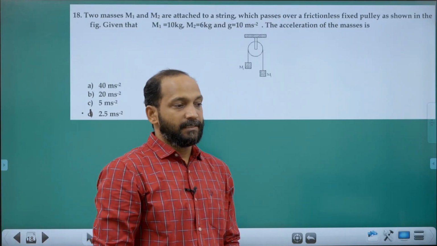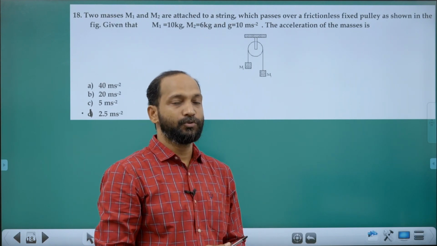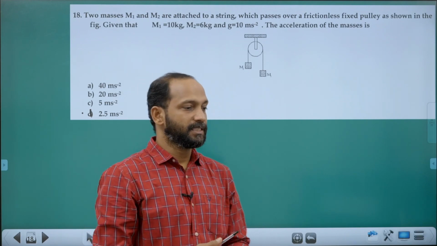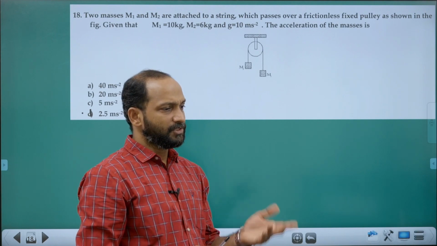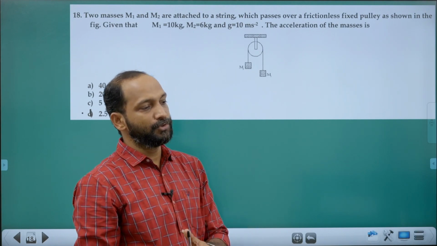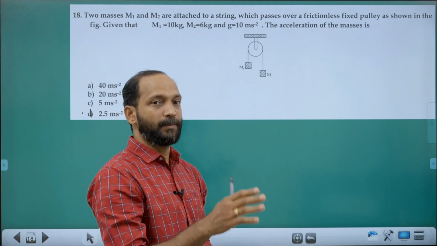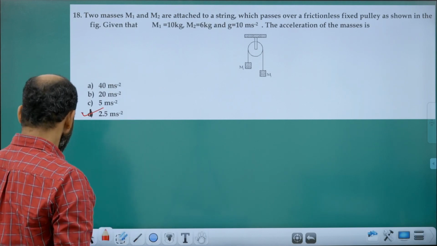18. Here, Atwood's machine is the system. Fixed pulley, 2 masses, frictionless, light thread. Acceleration is net force by mass. Here m1 is greater, so it is m1g minus m2g by m1 plus m2. That's all. It is m1 minus m2 by m1 plus m2 into g. You can directly substitute and get the answer.